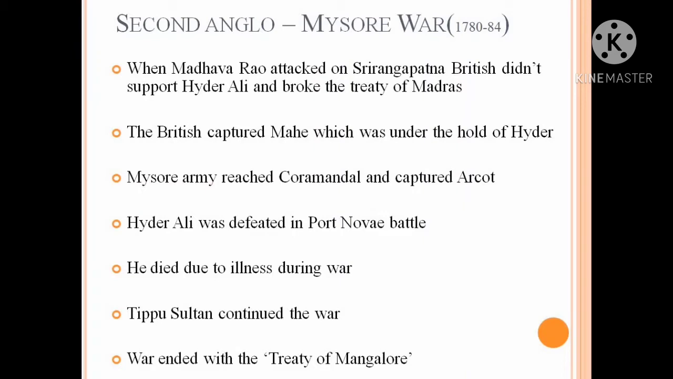Now the British again thought we have to come to an agreement. Tipu Sultan continued the war and finally the British came to an agreement with Tipu Sultan. The second Anglo-Mysore War ended with the Treaty of Mangalore. The first Anglo-Mysore War ended with the Treaty of Madras, the second one with Mangalore. So this is about the second Anglo-Mysore War.